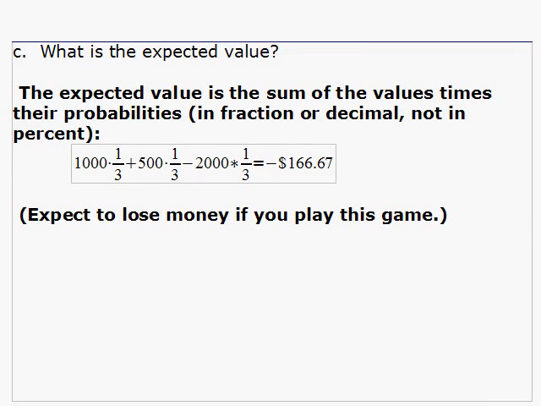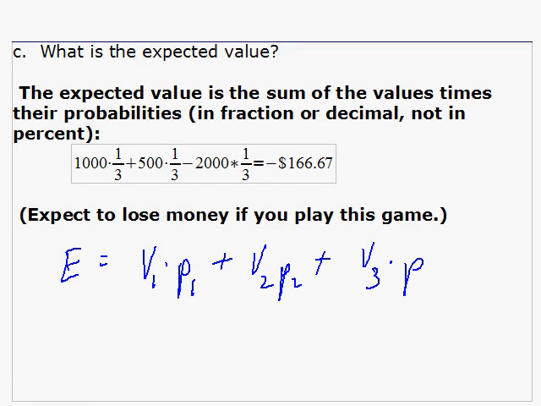And now you have to compute the expected value. Remember, the expected value is going to be the first value times its probability, plus the second value times its probability, plus the third value times its probability. Well, here you see all the probabilities are 1/3.